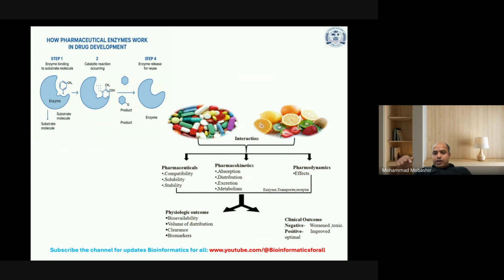Now, when you are working deeply in drug development, then you need to investigate the pharmaceutical properties, pharmacokinetic properties, that is also called Swiss ADME properties, then pharmacodynamic properties, that means the effect. And after that, what you expect as an outcome to evaluate is bioavailability, volume of distribution, clearance, and biomarkers. Then clinical outcome, negative, that means it could be possible that the drug which you developed could be worse or toxic. Positive means it improves the effect.